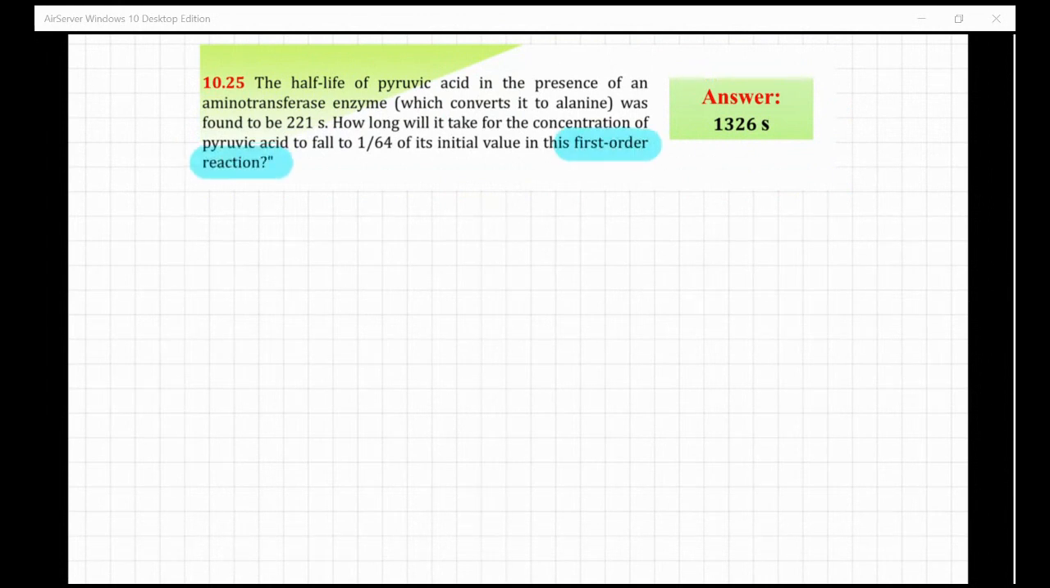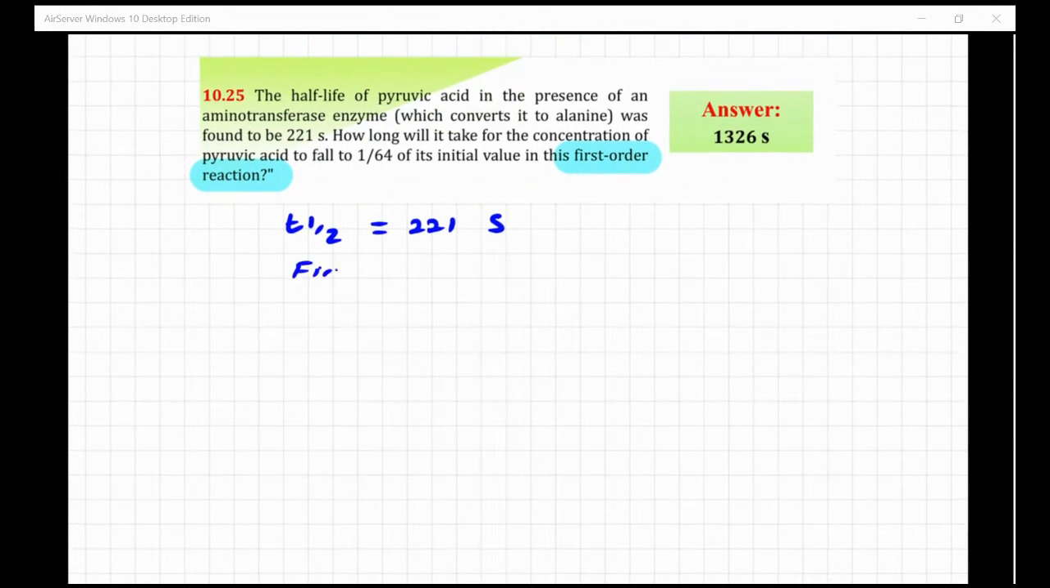For first order, of course, we have some relations that are specific for first order reactions. Since I am talking about the half-life, which is given, equal to 221 seconds, and I know it is a first order reaction, I can apply the relations. For example, T half is equal to 0.693 over k for a first order reaction. Of course, you have to derive the equation.